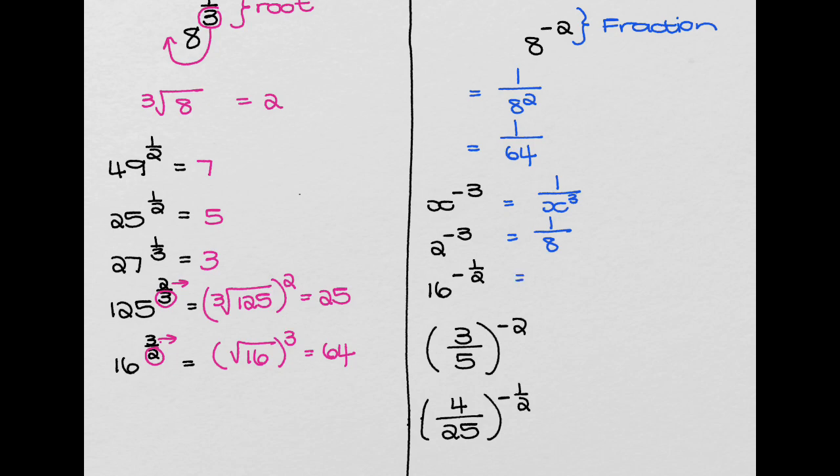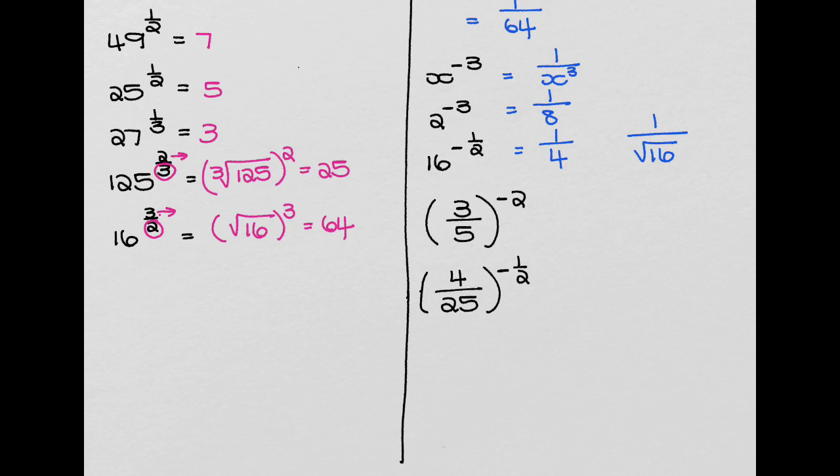Now, for the one after that, things start getting a little bit more interesting. From the previous work, we know that a fractional indice means a root. So 16 to the power of a half means the square root of 16, which is 4. The negative means it goes under the fraction, so it becomes 1 over 4. Right, so just to reiterate, what we're actually saying is 1 over the square root of 16. That is what it was.